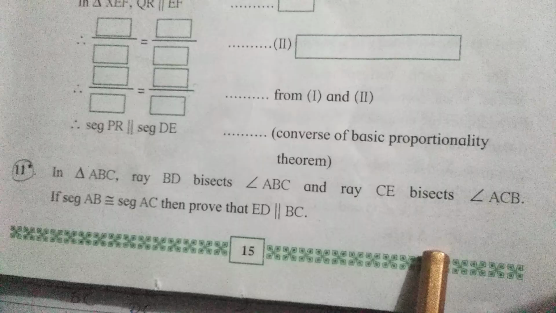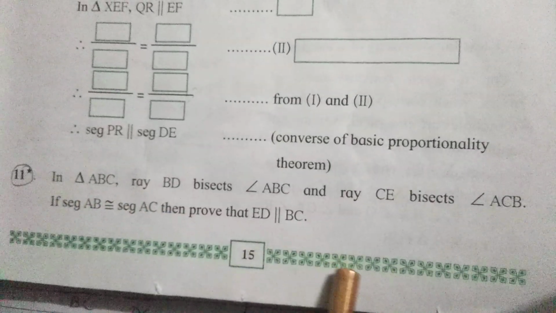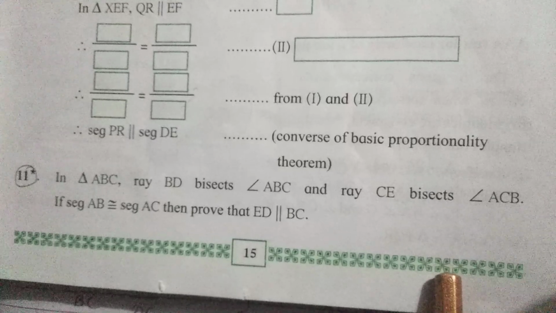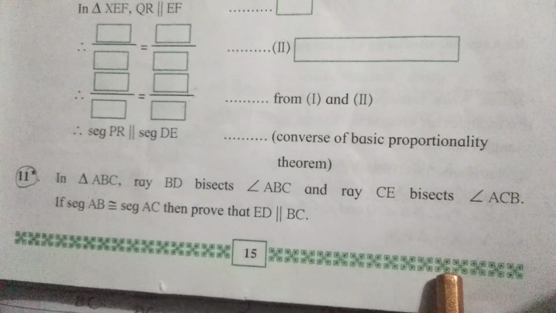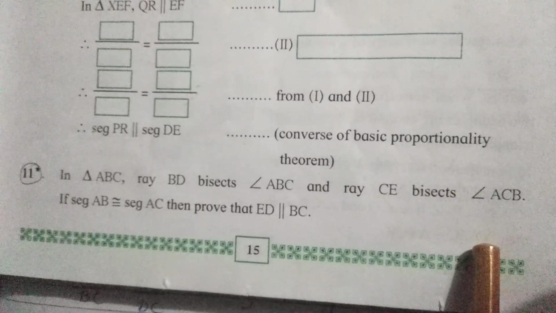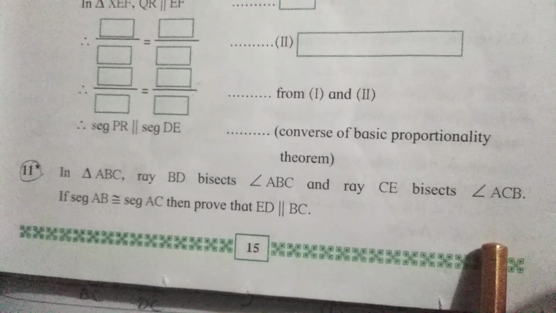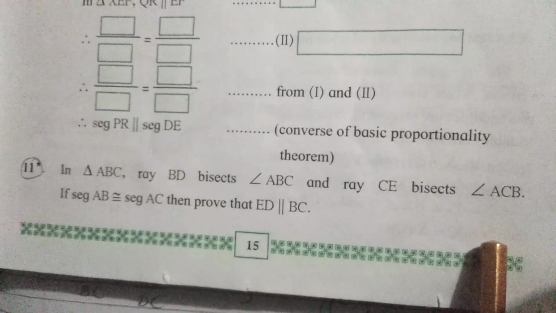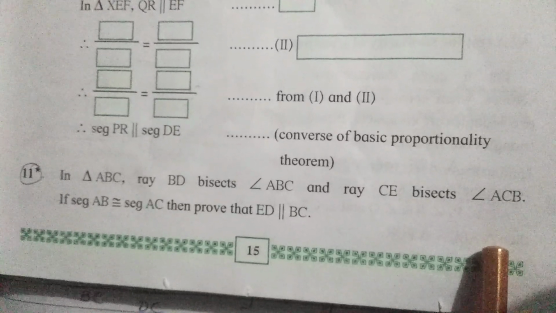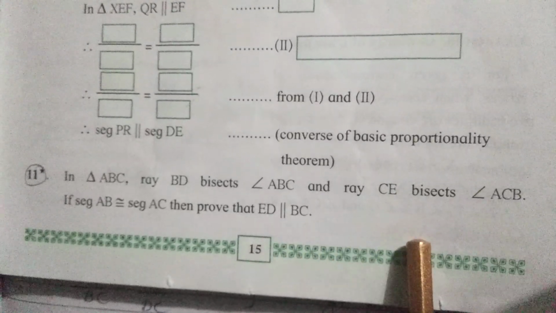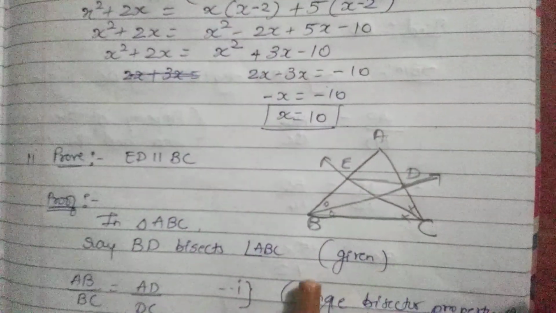So the last sum of this practice set, sum number 11. In triangle ABC, ray BD bisects angle ABC and ray CE bisects angle ACB. Segment AB is congruent to segment AC. We have to prove that ED is parallel to BC. It's very simple.